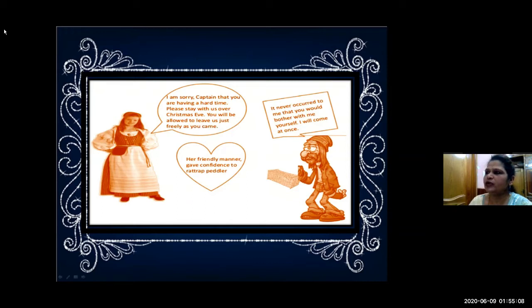The peddler could never have imagined that the daughter, such a beautiful girl, would come to invite him, so he couldn't refuse this time. The daughter was inviting him in such a friendly manner that it gave confidence to the Rattrap peddler, and he accepted the invitation.